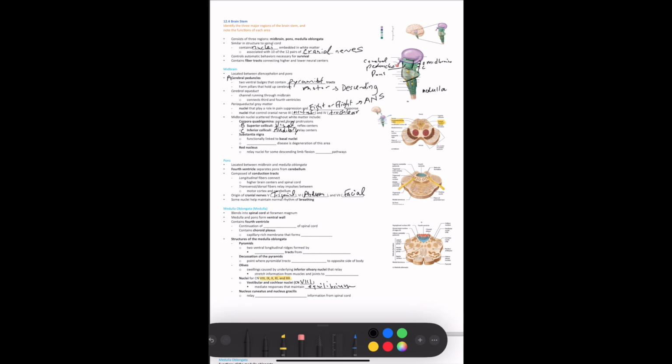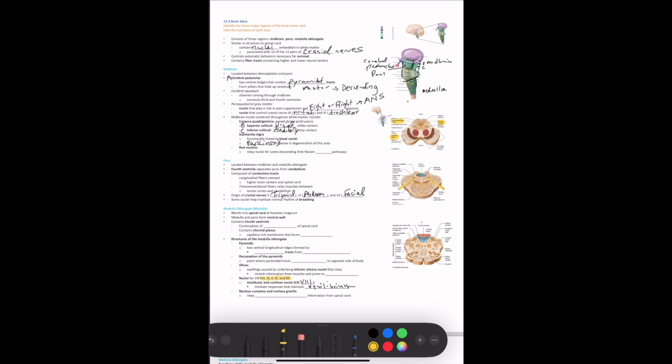You also have the substantia nigra, which is found within the midbrain, and it's functionally linked to the basal nuclei. One of the diseases that we briefly mentioned was Parkinson's. To identify the substantia nigra, that is going to be found right in here.